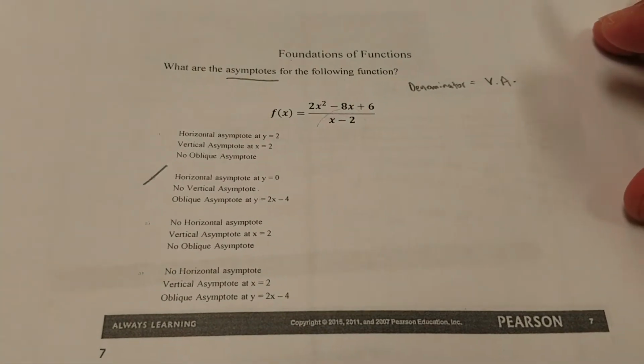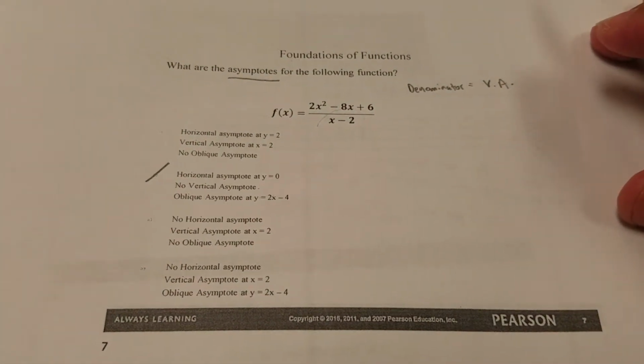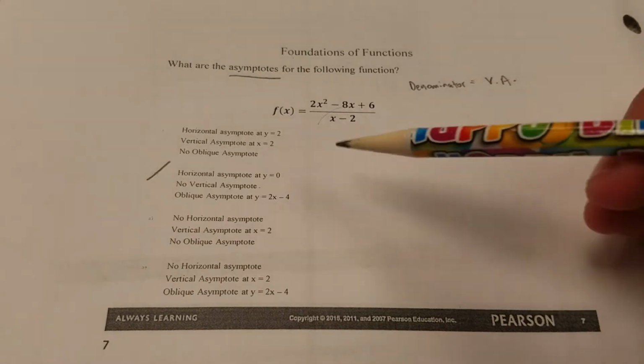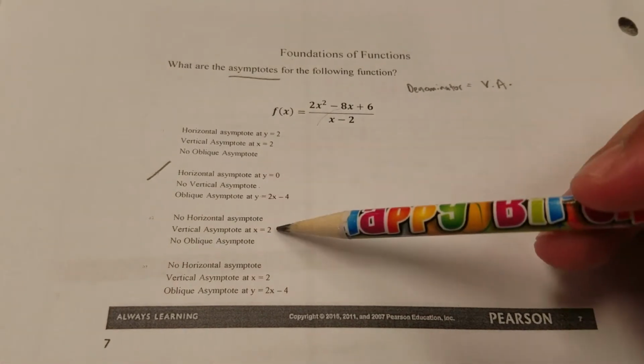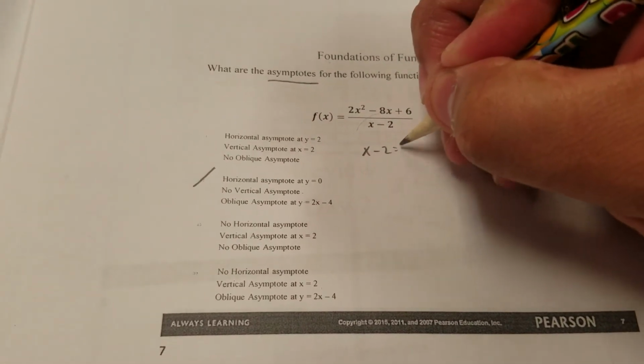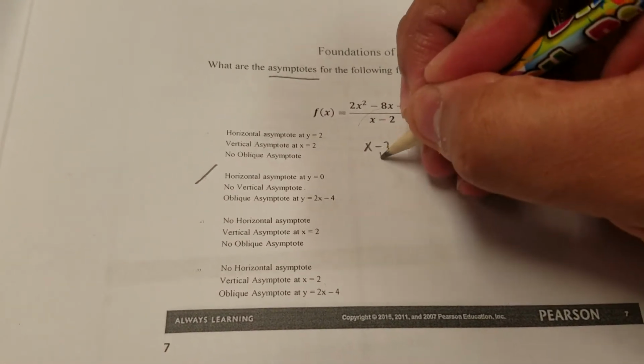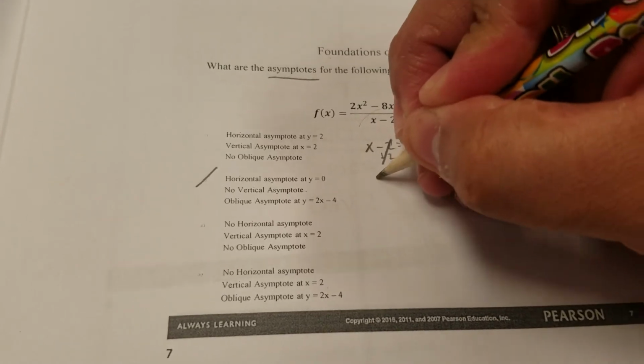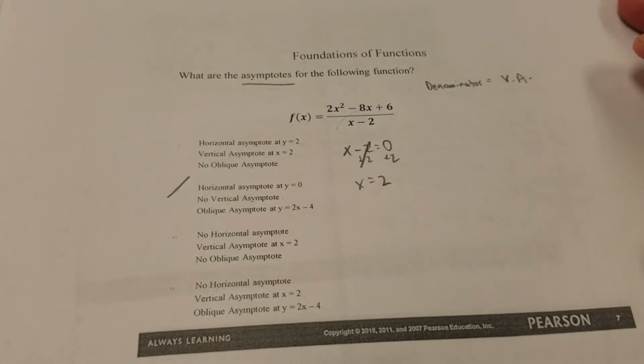Okay, and the way I would figure out where it's actually happening, if I look at these answer choices, they all say x equals 2, the remaining ones. But the way I would figure it out, if they were different, is set the denominator equal to 0. Okay?